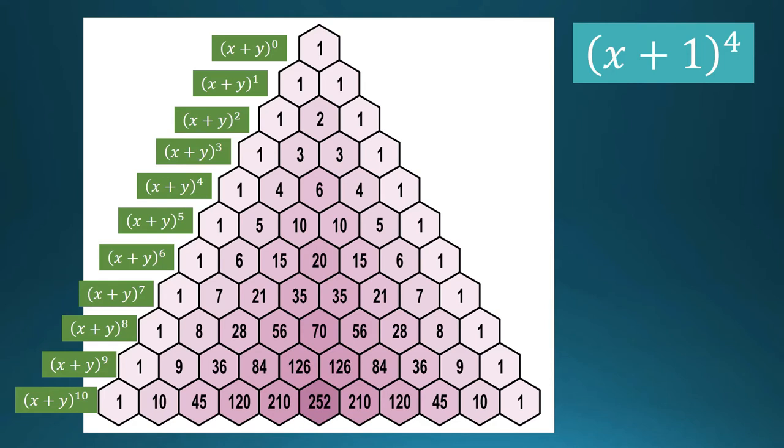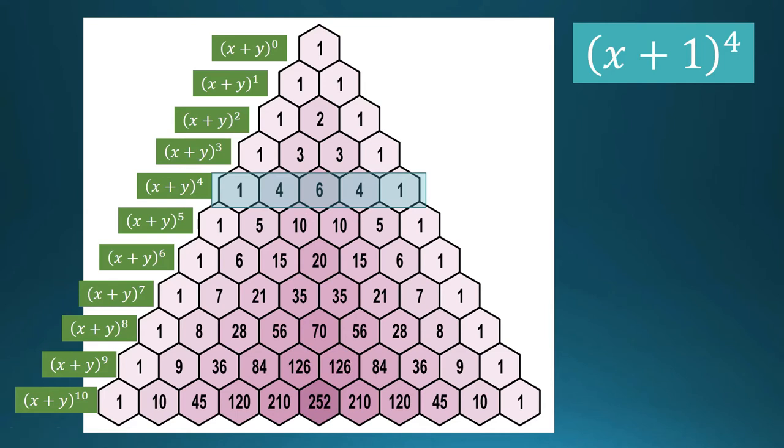Okay, (x + 1)^4. So we will go to the Pascal Triangle and we will focus on the row for the degree 4 polynomial. This is a degree 4 polynomial because when you expand it, it will produce a polynomial of degree 4. And these are the coefficients.